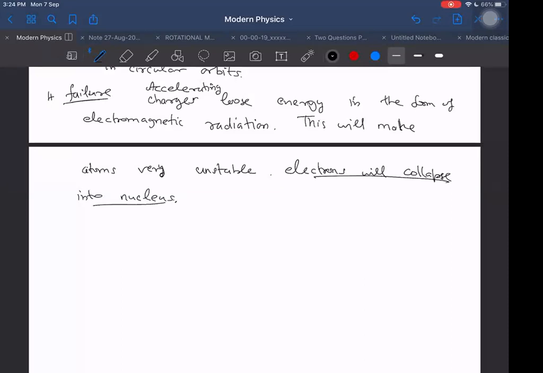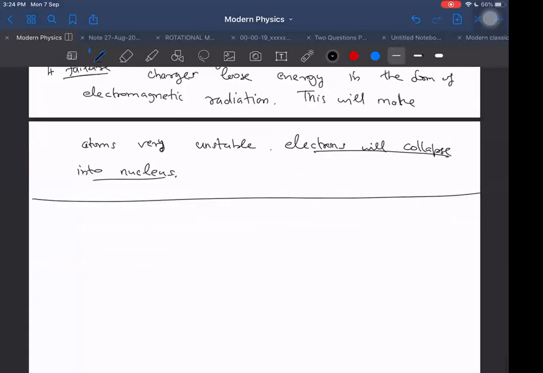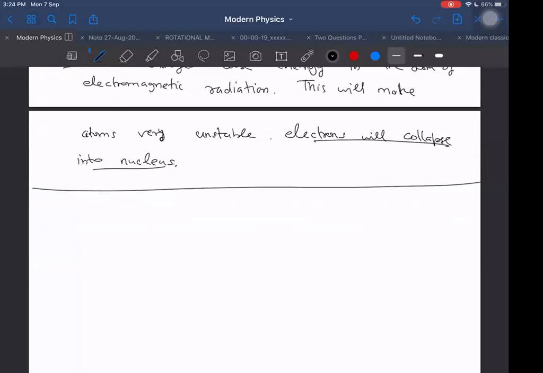Then comes Coulomb force. No, not Coulomb. Coulomb's force was not the reason for it to be stable. Coulomb's force was the reason by which it is moving in a circular path. Otherwise, why is it moving in a circular path? He was able to explain that. So the electron won't fall into the nucleus due to Coulomb force.